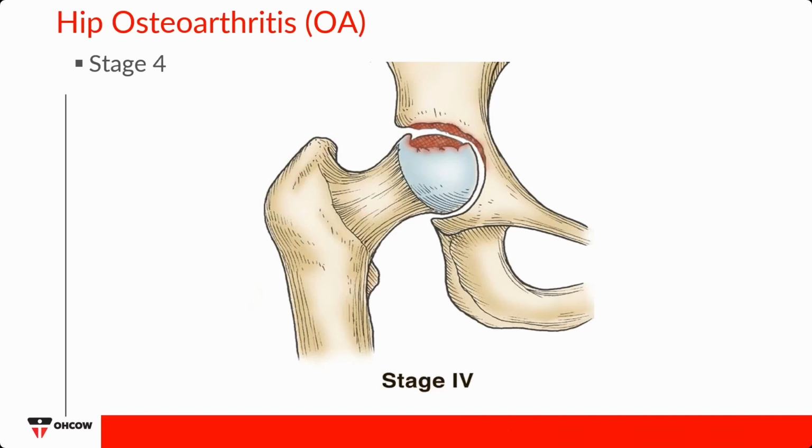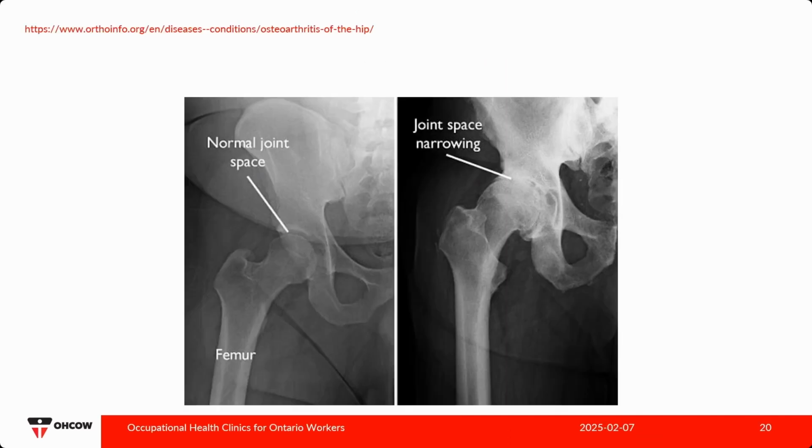Stage 4 is severe osteoarthritis. There's gross loss of joint space with sclerosis and cysts, marked deformity of the femoral head and acetabulum, and large osteophytes. There may be constant pain, stiffness, even when you're not active. The pain can be severe. The pain can disrupt your sleep. So this is end-stage joint disease. The next slide just demonstrates X-rays that show a normal joint space, and the one on the right showing you an osteoarthritic joint.